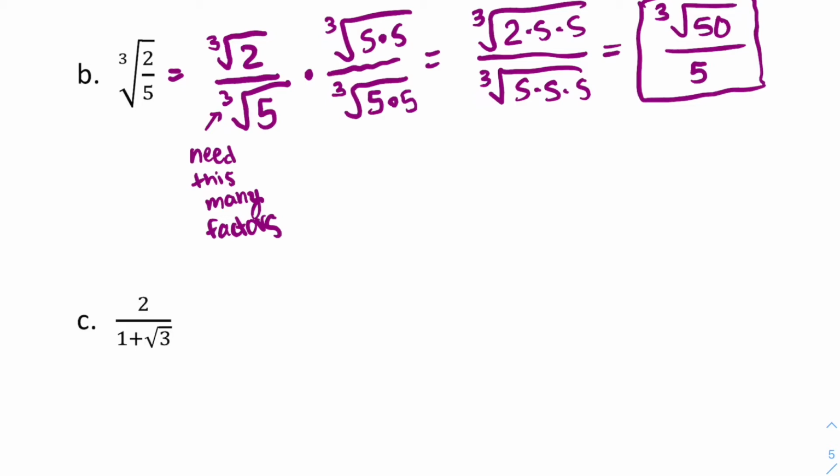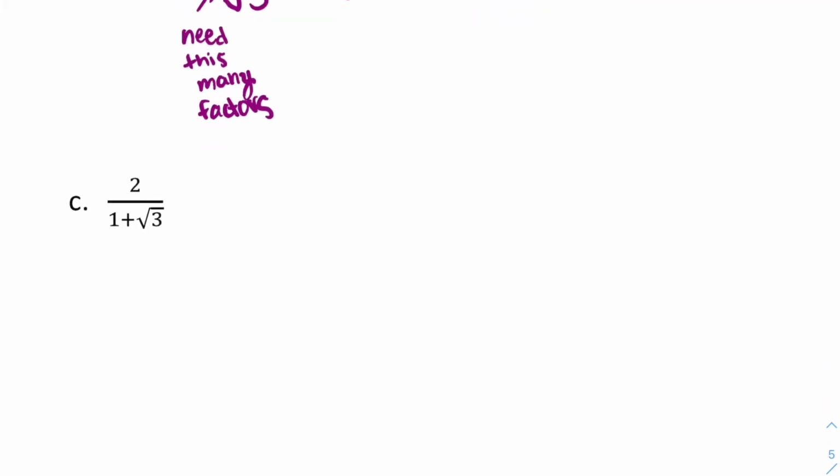And the 5 on the bottom is outside the radical. The 50 on the top is inside, so I can't reduce or divide out any common factors.